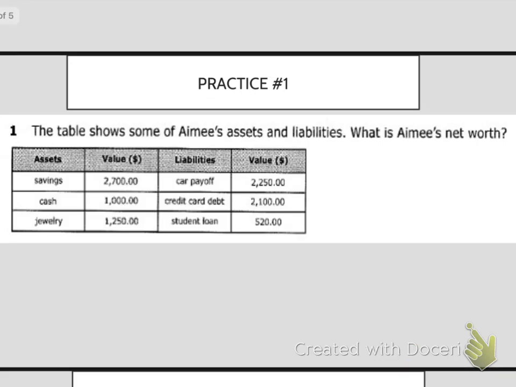So let's do a couple examples. So the table shows some of Amy's assets and liabilities. I love the way they spell Amy here. What is Amy's net worth? So we talked about net worth being your assets minus your liabilities. But do we just pick one of these assets? No, we have to add together your total of them.